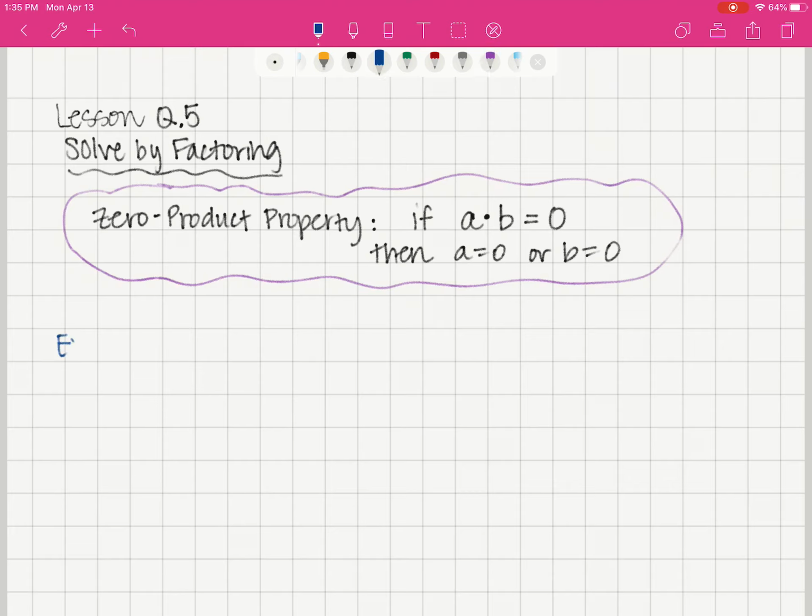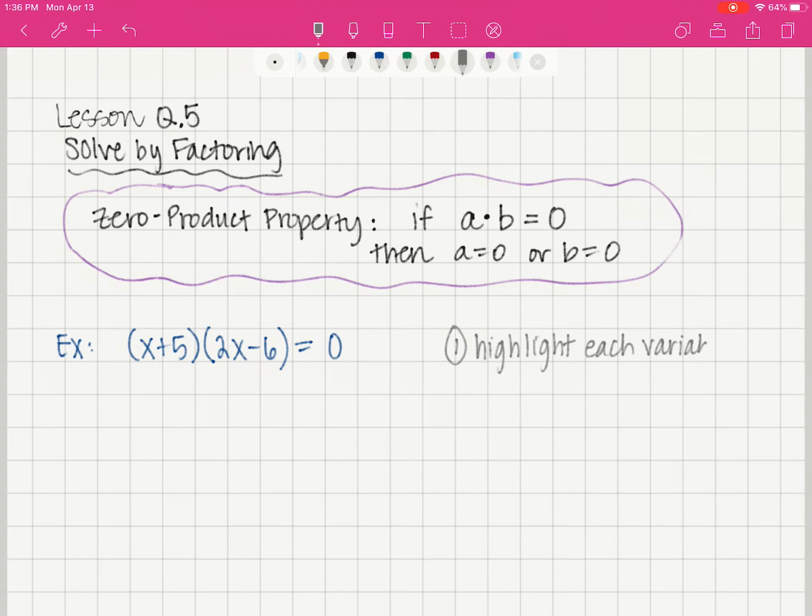Here's our first example. We've got x plus 5 times 2x minus 6, and that product is equal to 0. Now, I have two factors, so either x plus 5 has to equal 0 or 2x minus 6 has to equal 0. So this is what we're going to do. Our first step is to highlight each variable factor. I'm going to use two different colored highlighters because I have two variable factors: x plus 5 and 2x minus 6.